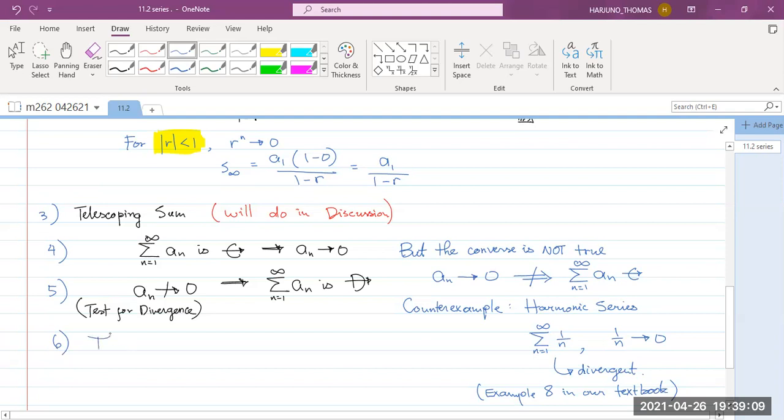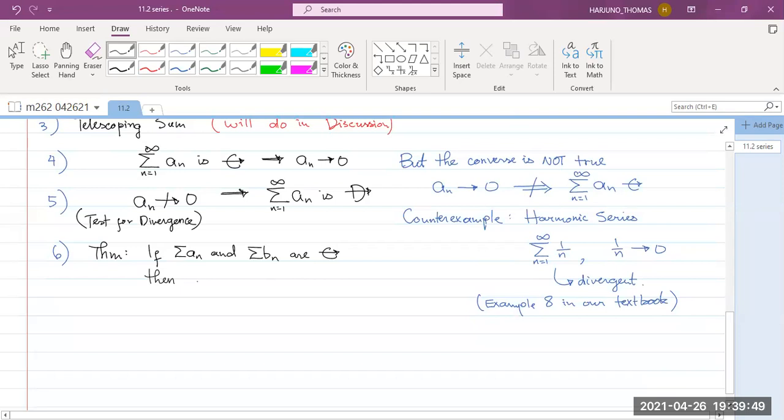Last one, some theorem. This theorem is actually coming from integrals, very similar to integral and limit theorems. If series A and series B are convergent, then the series of a constant multiple of a sub n is equal to the constant multiple of the series.